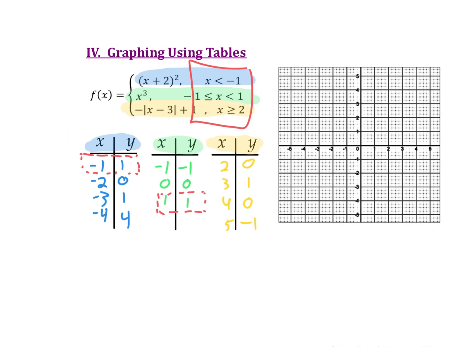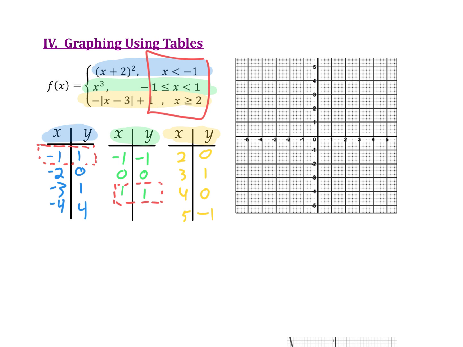So now we will graph all of this. Oh boy. Negative 1 comma 1, empty circle. Negative 2 comma 0. Negative 3 comma 1. Negative 4 comma 4. We've got a little parabolic shape there, which we should have been able to look at and we would know. Then in the middle, x cubed, negative 1, 0, 0, and 1 comma 1 with an empty circle. That's a cubic function, so it's going to have a little curvature to it.